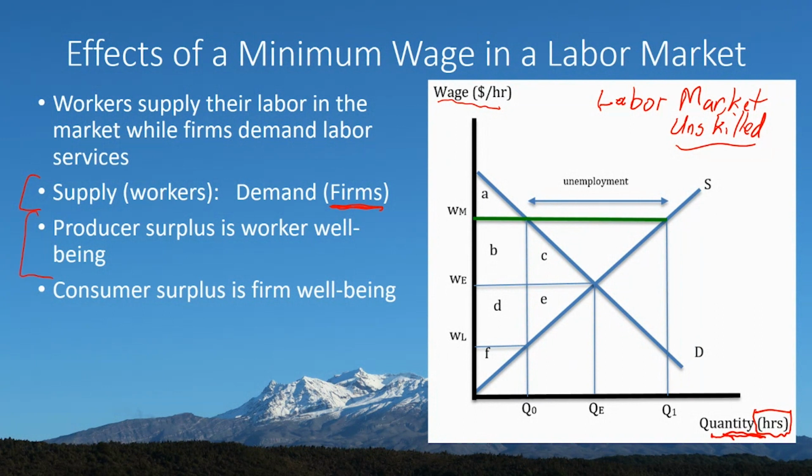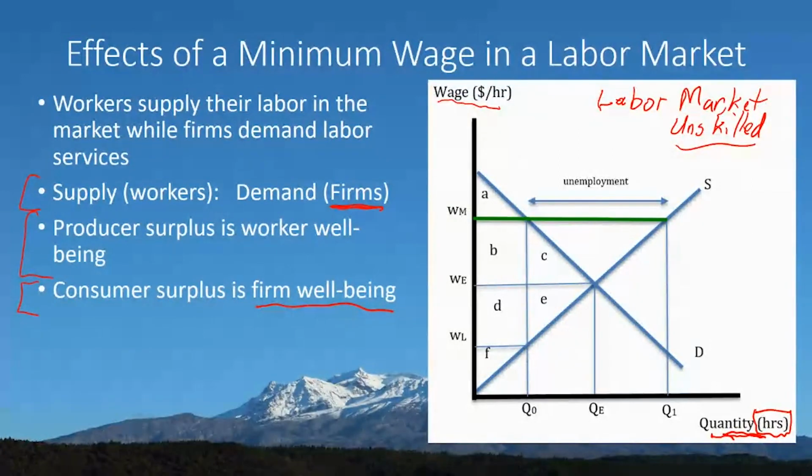All right, producer surplus now, when we measure it, is going to be associated with worker well-being, and consumer surplus, as we measure it, is going to be associated with the firm or business well-being. Okay, so again, everything is upside down, flipped around, because we're in the input side of the market rather than the output side of the market.